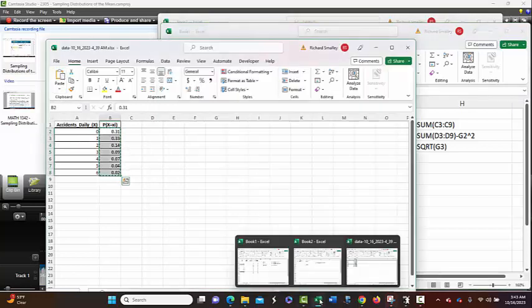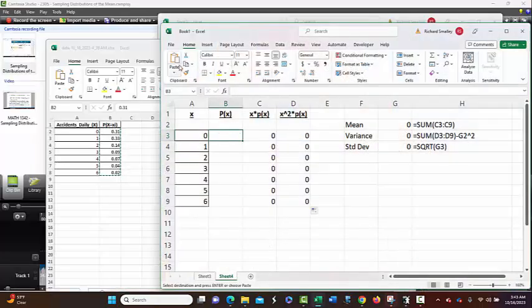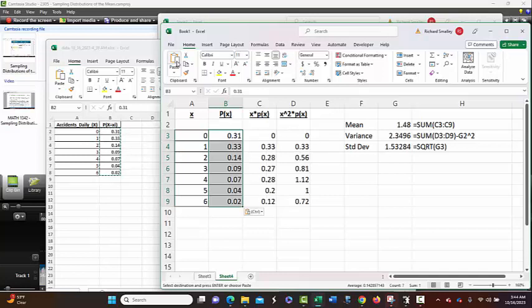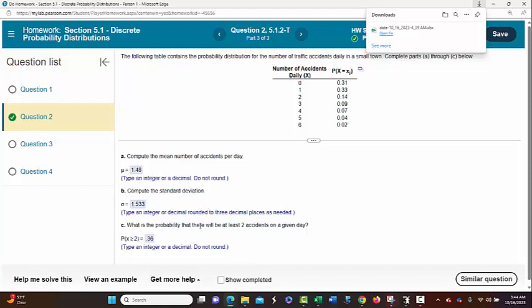Wait, what? Okay. There we go. So let's see. 1.48 and 1.53. That sounds correct from what we got on the homework. Yep, there it is. 1.48, 1.533. Okay, so there's how we would do it in Excel. But you just have to write that formula out yourself and then adjust the rows as needed. Whereas with the calculator, you don't have to do any of that. You just get the one column, get the other column, it'll figure it out from there. Now we'll go to the next question.